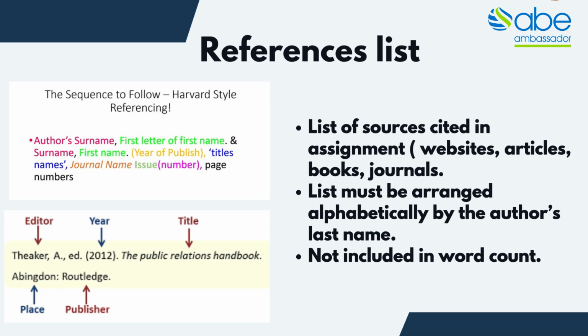Here the editor, you may have to apply the editor here. After that, the year published. After that, you can apply the title, and lastly, you will have to apply the publisher. So this is how you will apply Harvard style referencing. The list must be arranged alphabetically by the author's last name. For example, this is Thomas, so it would come before, like, Arthur or something like that, whatever name starts with A. So you may have to arrange it alphabetically by the author's last name.